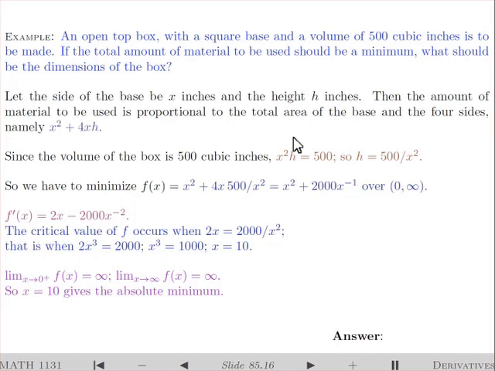They asked me for the dimensions of the box, so I have to find the length, the width, and the height. X is the length and the width. The height is 500 over x squared. It's 500 over 10 squared, or 5. So the box is 10 inches by 10 inches by 5 inches tall.